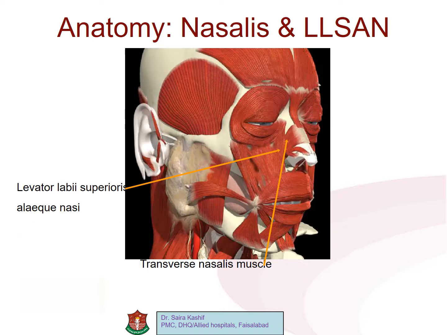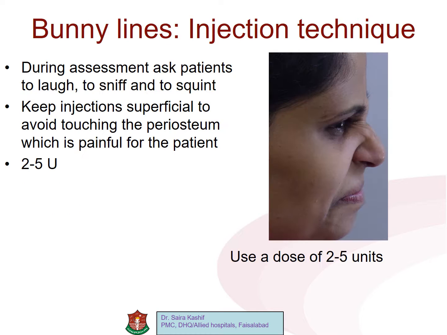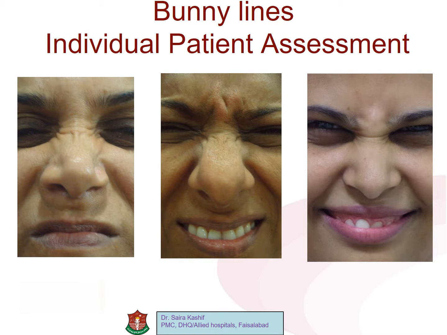Now the bunny line develops due to the contraction of the nasalis. Close to the nasalis at the lateral border are the levator labii superioris and the alaeque nasi. So you have to inject only the nasalis and keep safe these muscles. Now ask the patient to elicit the muscle contraction by laughing, sniffing or squinting. This injection should be superficial. Don't touch the periosteum, it could be painful. Inject only 2 to 5 units.